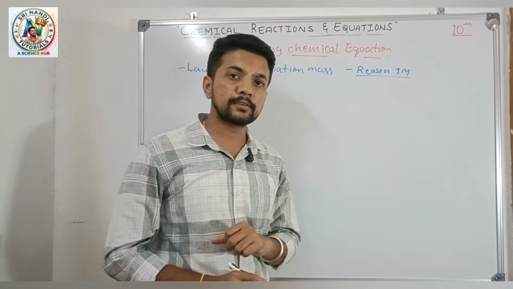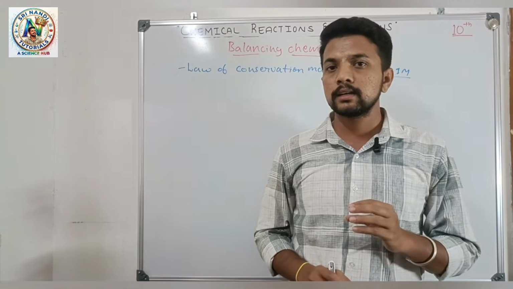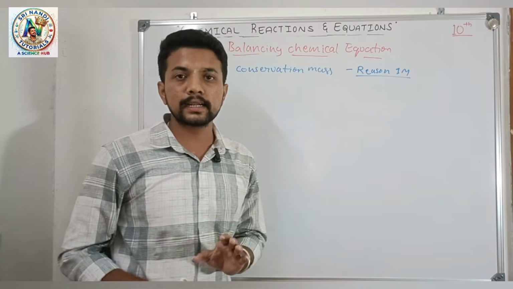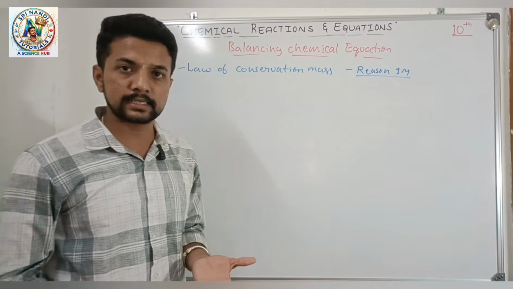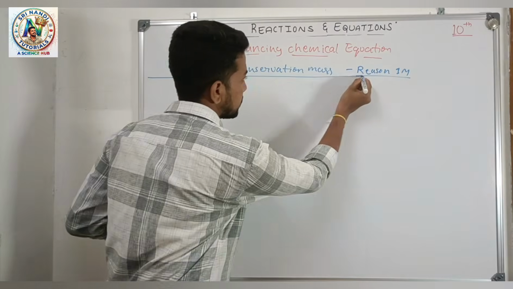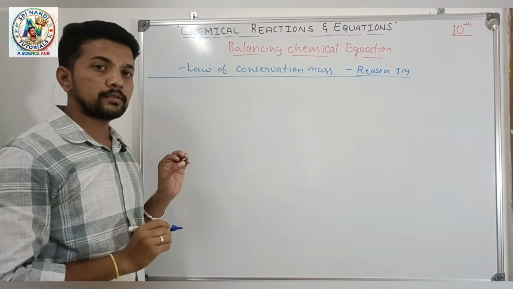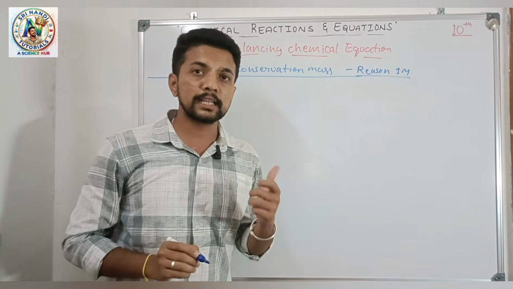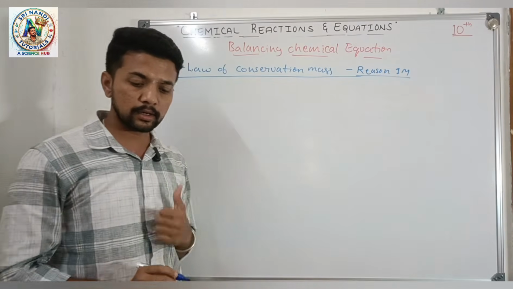However, what is meant by law of conservation of mass? Mass can neither be created nor be destroyed in a chemical reaction. Correct? 9th ಅಲ್ಲಿ ಇತ್ತು ನಿಮಗೆ ಆಲ್ರೆಡಿ ಅದು. ಸೊ ಹಾಗಾದ್ರೆ we have to balance the chemical equation. Why ಅಂತ ಗೊತ್ತಾಯ್ತು. ಹಾಗಾದ್ರೆ ಹೇಗೆ ಮಾಡೋದು?